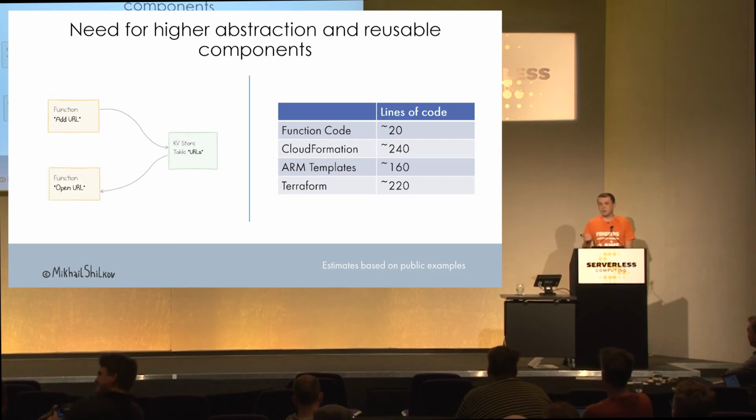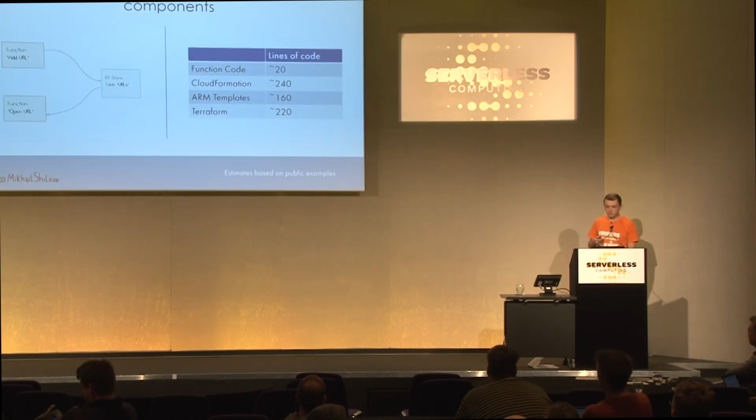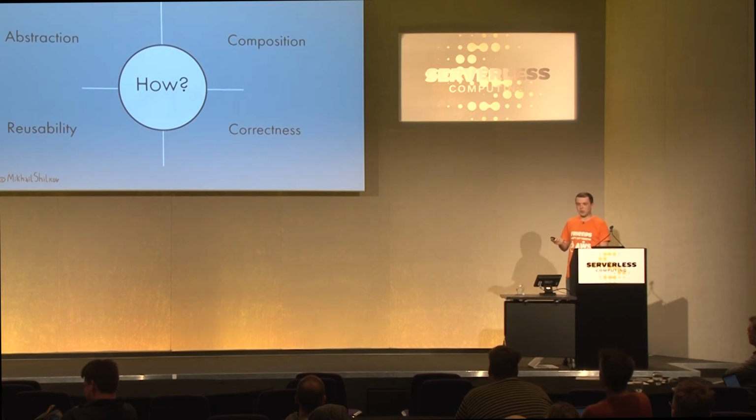So we badly need some higher level abstractions here to reduce the burden of defining infrastructure. How do we create these abstractions? How do we compose our applications from these abstractions? How can we reuse these components? And how do we still make sure that applications work the way we expect them to work?